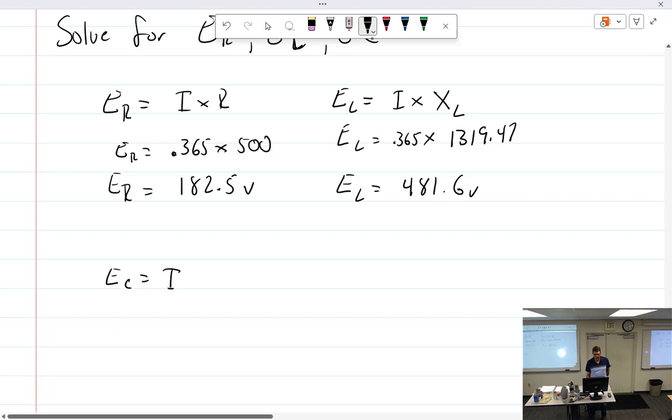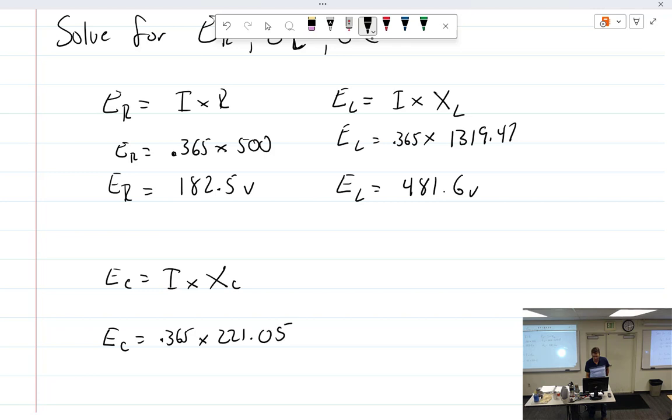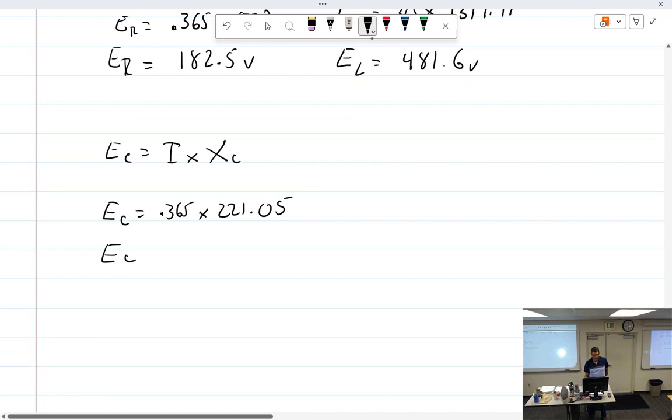And then we will solve for E of C, which equals I times X of C. So E of C equals 0.365 times, was it 220 something? Yeah, 221.05. So E of C equals 80.683 volts.